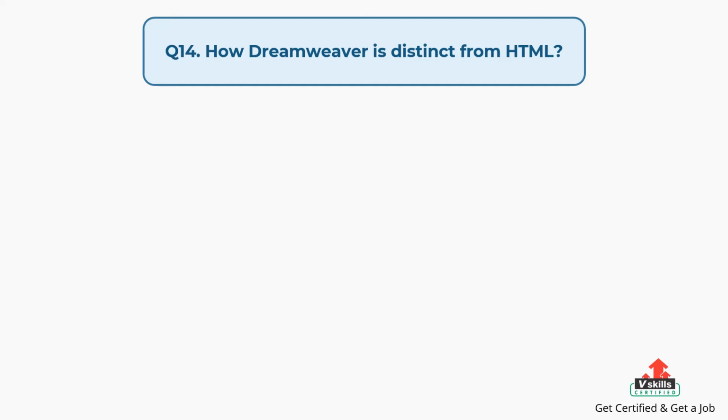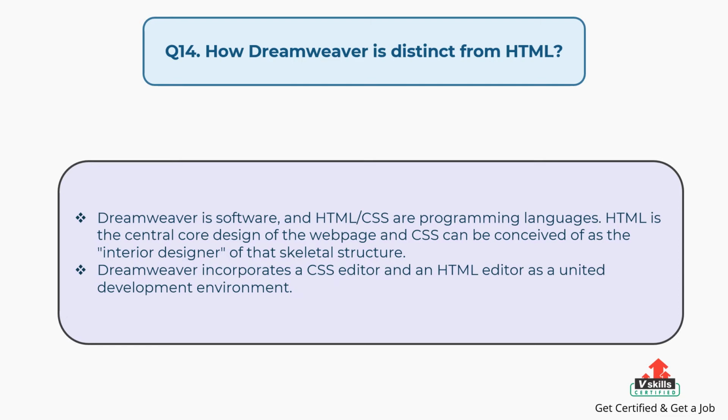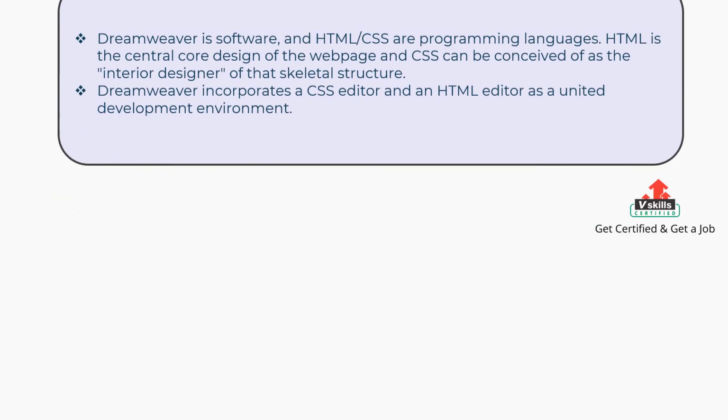Question number 14. How is Dreamweaver distinct from HTML? The answer is Dreamweaver is software, and HTML and CSS are programming languages. HTML is the central core design of the web page and CSS can be conceived of as the interior designer of that skeletal structure. Dreamweaver incorporates a CSS editor and an HTML editor as a unified development environment.